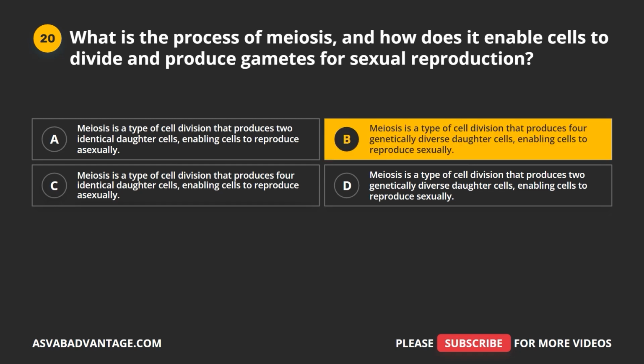Meiosis is a type of cell division that produces four genetically diverse daughter cells, enabling cells to reproduce sexually.